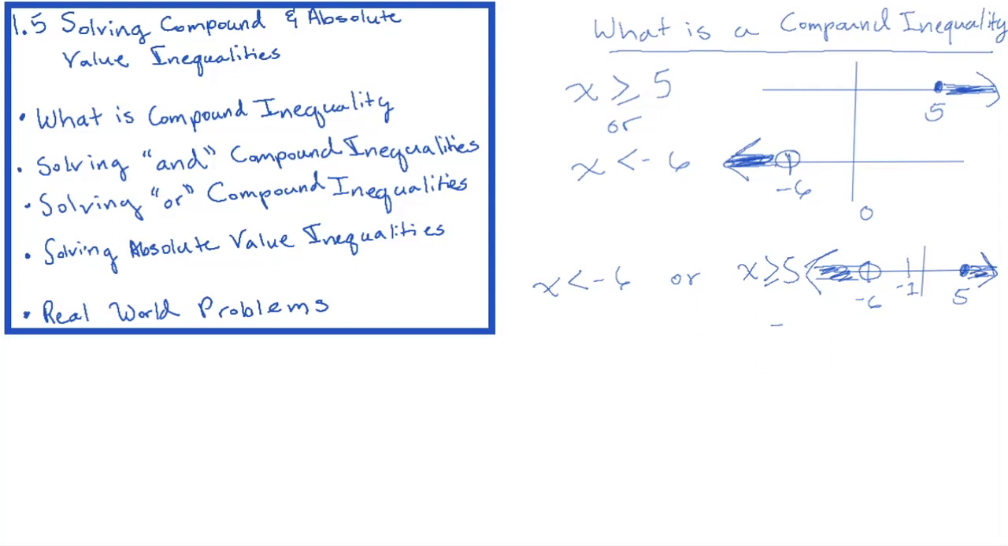However, 8 does exist. It doesn't exist in this piece, but it does exist in this piece. So it's either or. Either you use this one or you use that one. Once again, still two constraints. Only in this case, now we're thinking, either I'm going to be less than -6 or I'm going to be bigger than 5. So that's the difference between the and compound inequalities and the or compound inequalities.